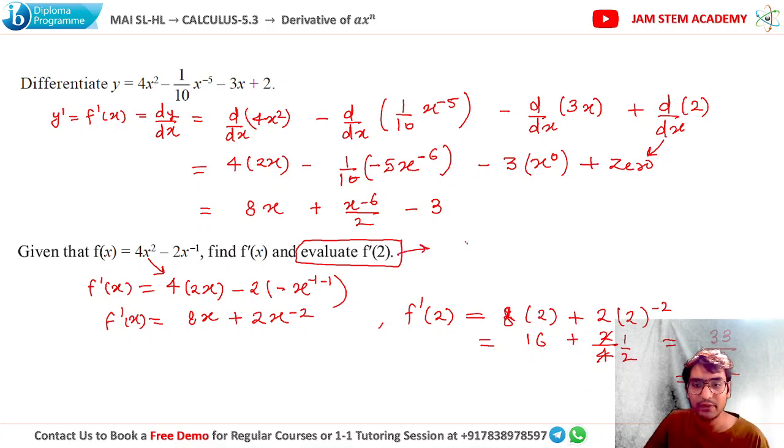You can also use your calculator to get the value of the derivative at a point. For that, what you have to do is select the derivative at a point, dy over dx, then it asks for the x value. Substitute x equals 2, and in place of y, you can enter 4x squared minus 2x to the power minus 1. Directly you will get 16.5 as your answer from there.